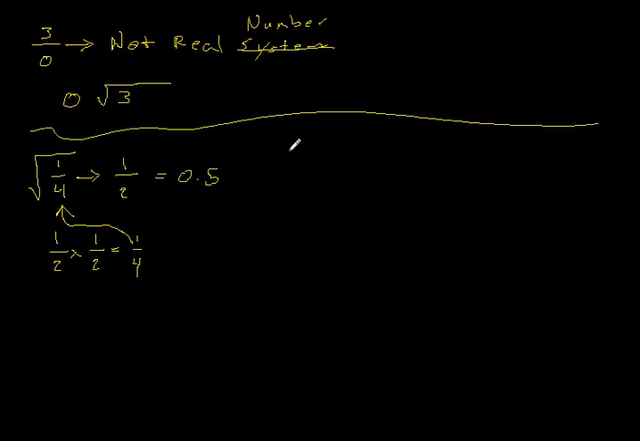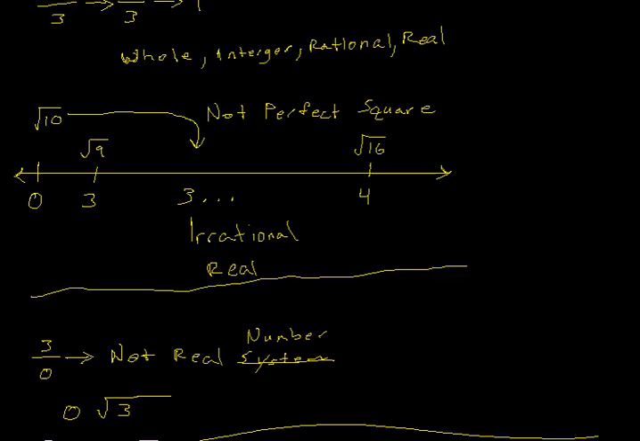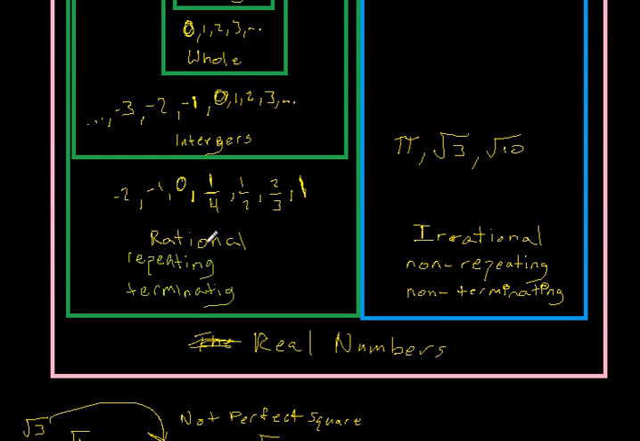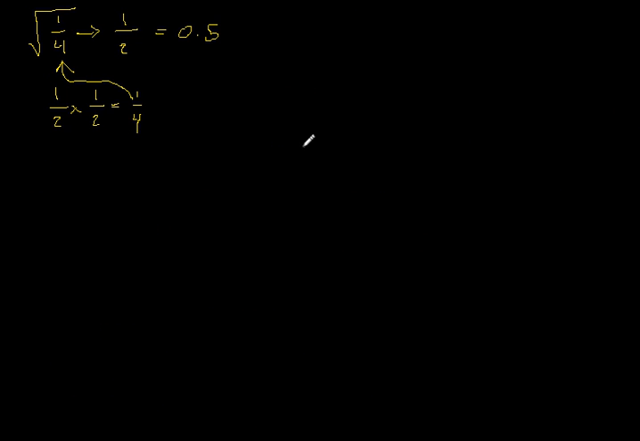0.5 is a terminating decimal. Therefore, terminating decimals are a part of the rational number system. Rational numbers are a part of the real numbers. Therefore, it is rational and real.